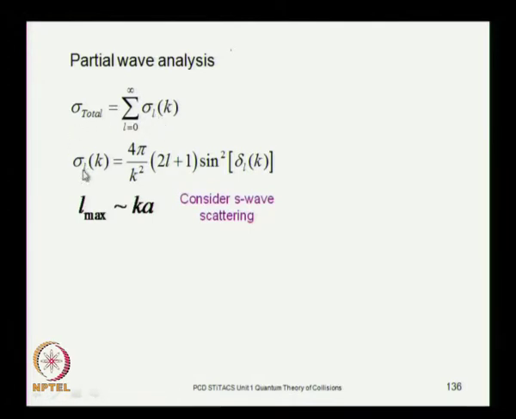And what is that sigma 0 equal to? Sigma 0 is equal to 4 pi over k square, 2L plus 1 will be equal to 1 because L is equal to 0. So 4 pi by k square times sine square delta is the contribution of the S wave to the scattering cross section, right. Now what happens if this phase shift goes to n pi? If for L equal to 0 the phase shift goes to n pi, sine of n pi vanishes.